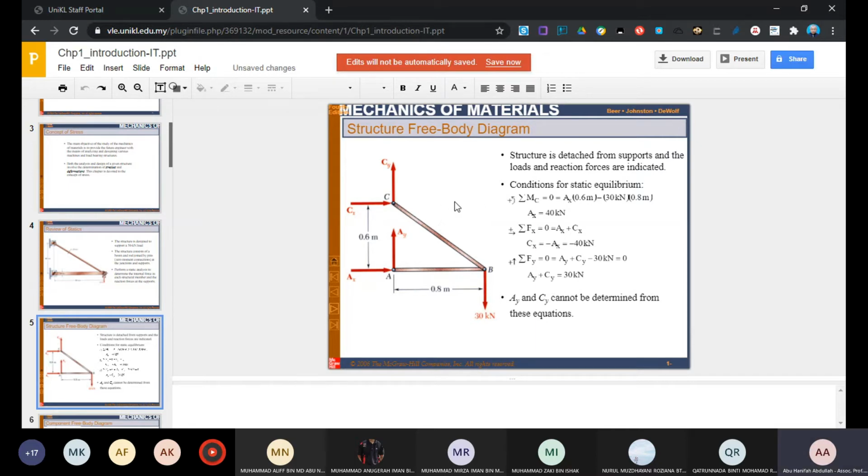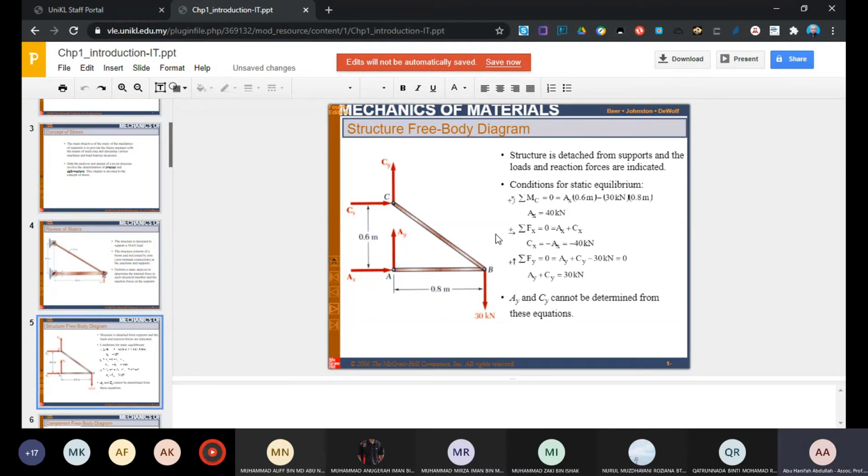Okay, 30 is basically acting perpendicular, with another perpendicular distance here. So 30 is acting clockwise, with a distance of 0.8. And because this is clockwise, it is in the reverse direction. We have set the convention that positive is anti-clockwise, so now that it's clockwise, you get negative. So 30 times 0.8. After you solve the equation, you get Ax equal to 40 kilonewton. By setting up this equation of equilibrium, moment in equilibrium at C, you get Ax equal to 40. So the reaction at A here in the X direction is 40 kilonewton.